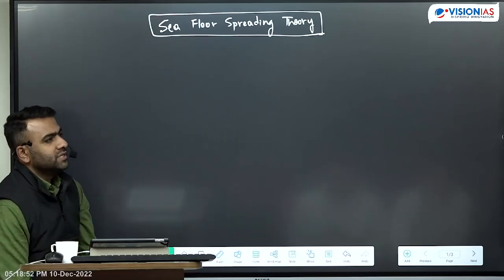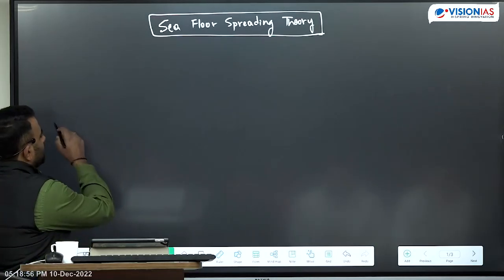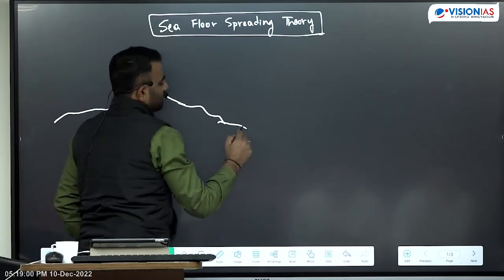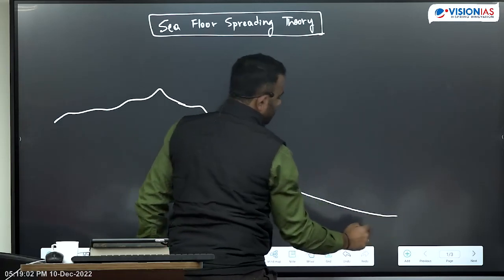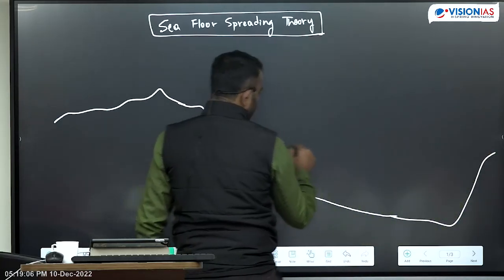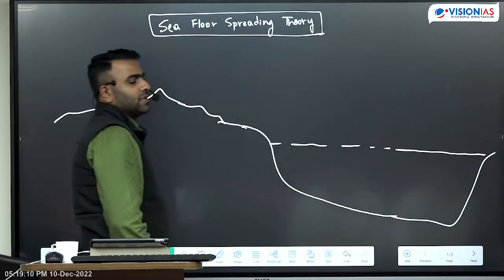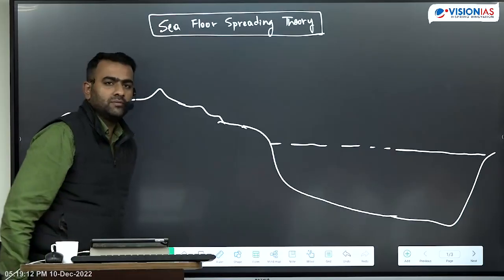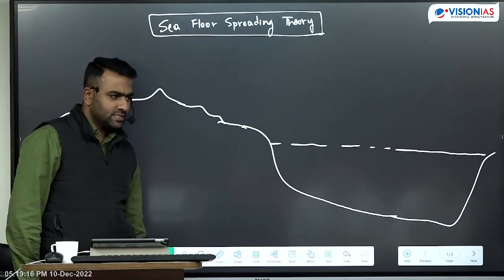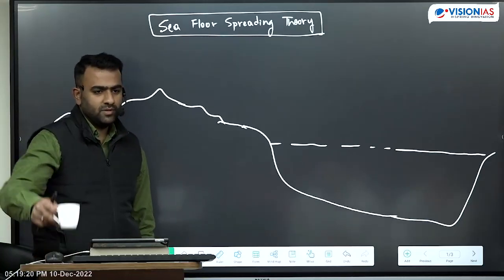So there was a very limited idea about the oceanic floor, because whatever the continents which are there, that was easily accessible. However, the oceans were not easily accessible because it was too deep, too dark and too cold. Oceans were too deep. The depth of oceans goes up to 4 kilometers, 5 kilometers, 6 kilometers, sometimes 11 kilometers also at some parts.